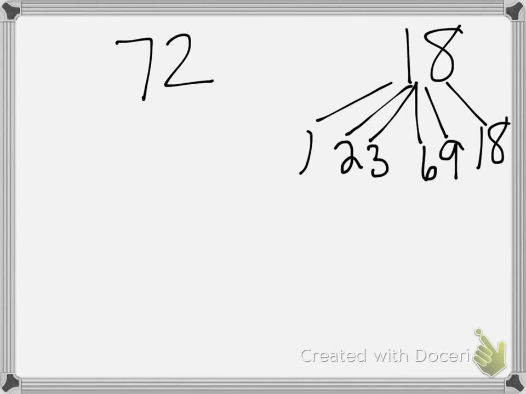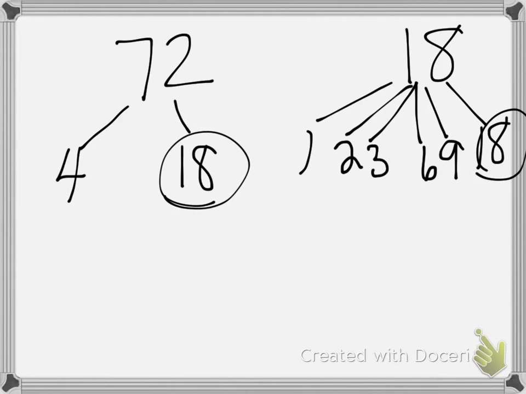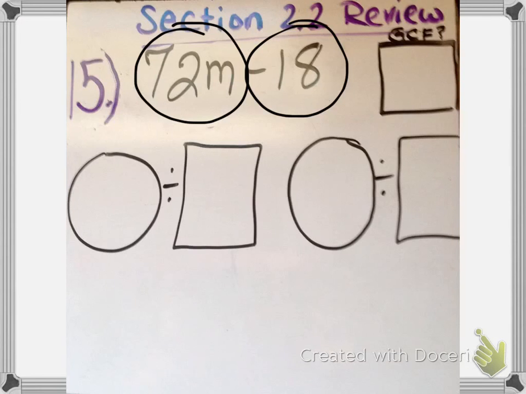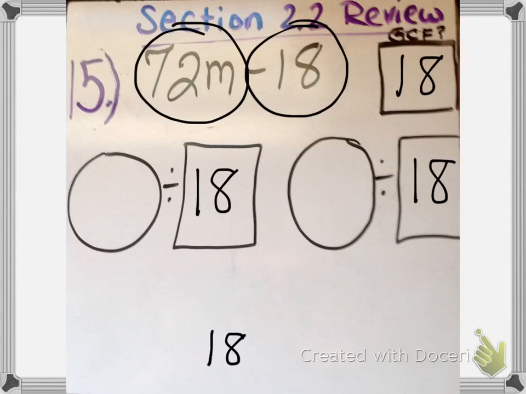Let's see if 18 goes into 72. And you'd be surprised to know that actually it does. 18 times 4 equals 72. So right off the bat, we found our greatest common factor, which is 18. So I'll write that in the box. That is also going to start our answer, and it's going to be what we divide each term by.